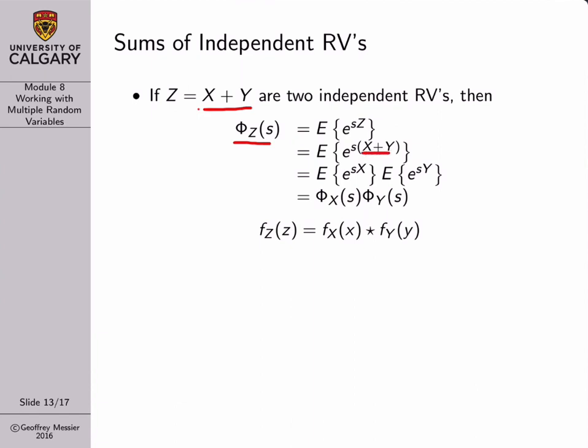And if we replace z with x plus y, we can just turn the summation in the exponent into the product of two exponents and then separate them out using the two different expected value operators, because the two random variables are independent. But these two terms are just equal to the moment generating function of x multiplied by the moment generating function of y. And if we do the inverse transform of this, we end up finding that the PDF of z is equal to the convolution of the PDF of x and the PDF of y.